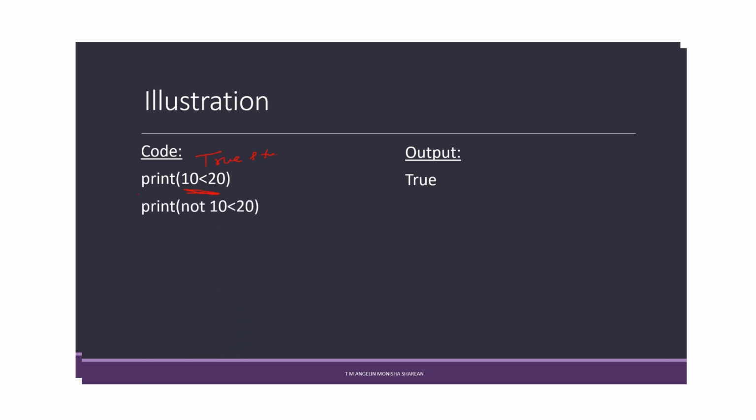The next example is not. That is, 10 is less than 20 is taken first. So 10 is less than 20, it's true. And not means not of true. As it is true here, it will return false. The next expression is 20 is less than 10. Obviously 20 is not less than 10, so it will return false.